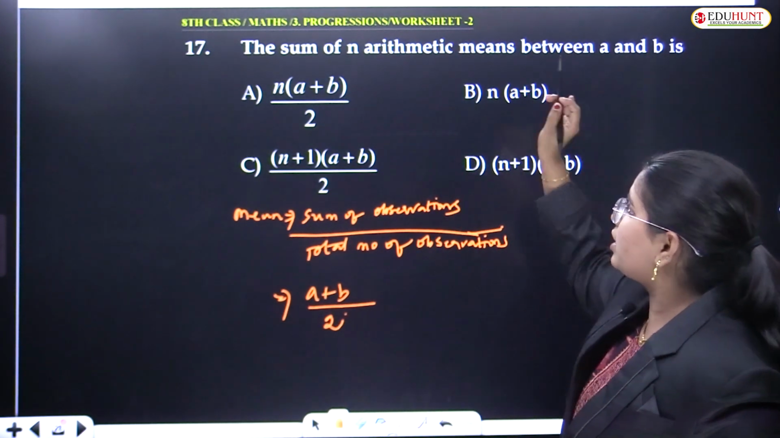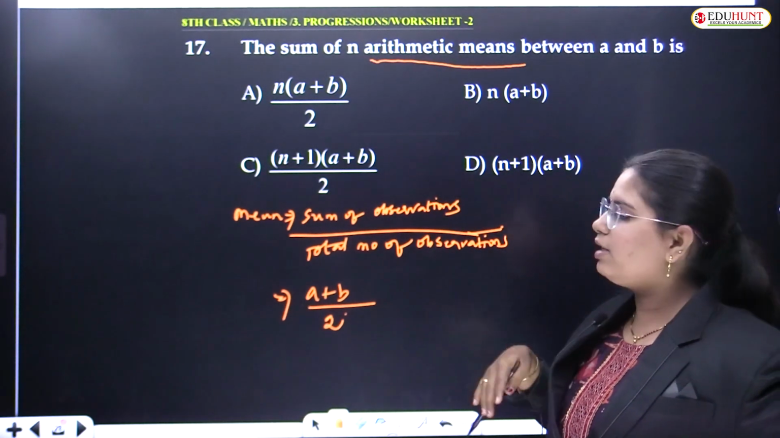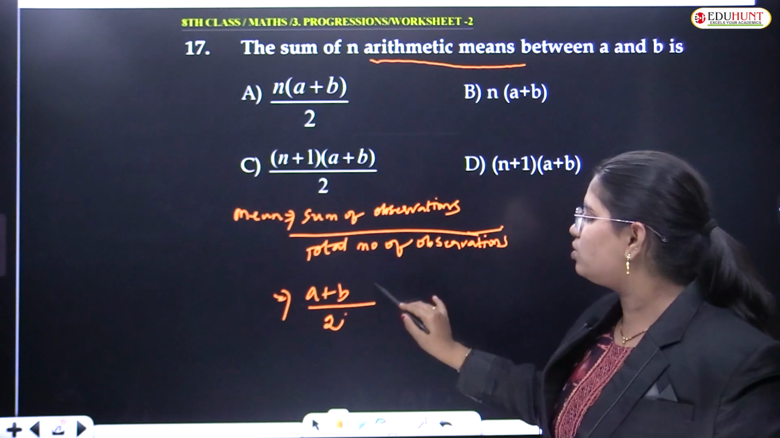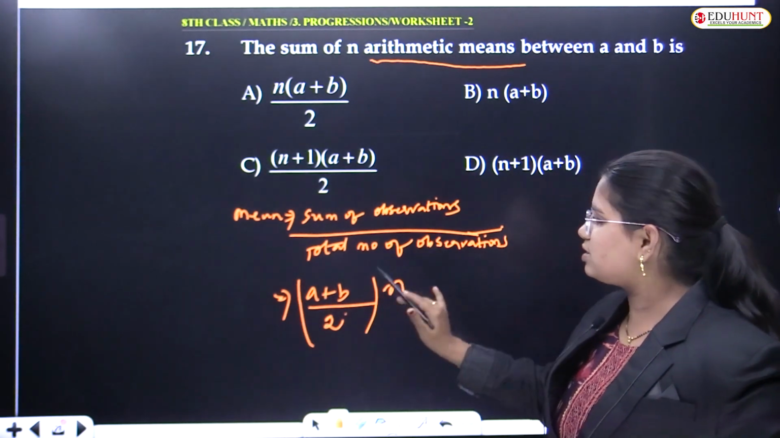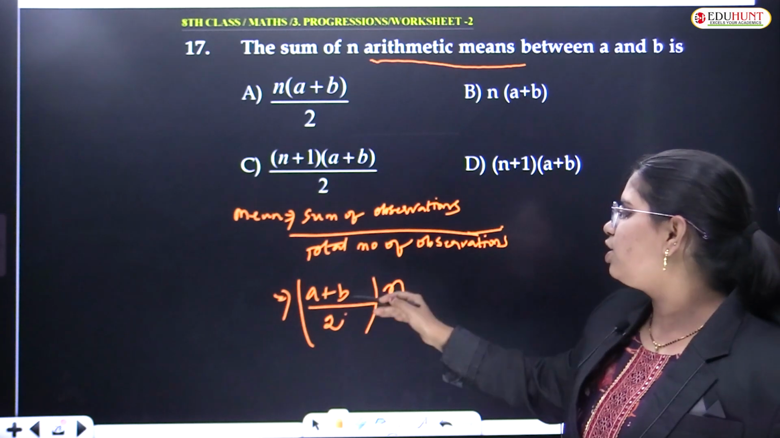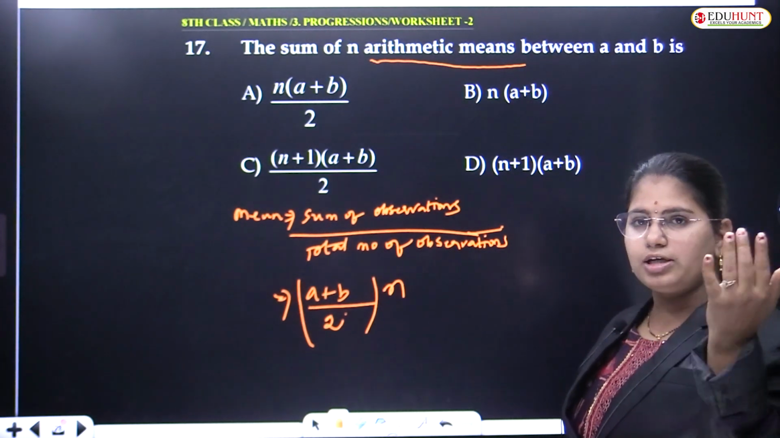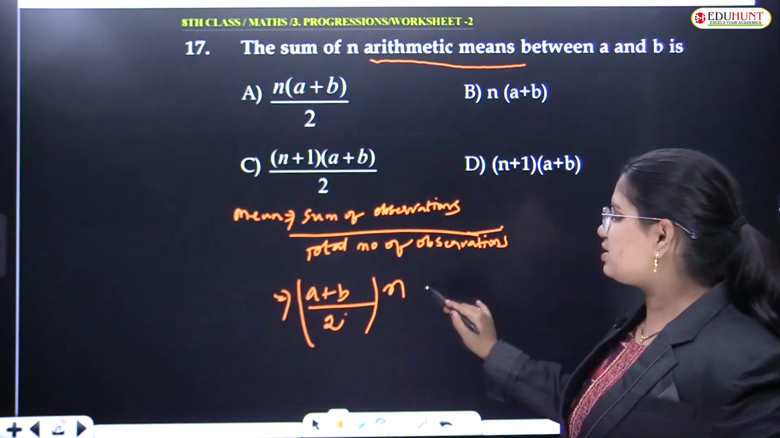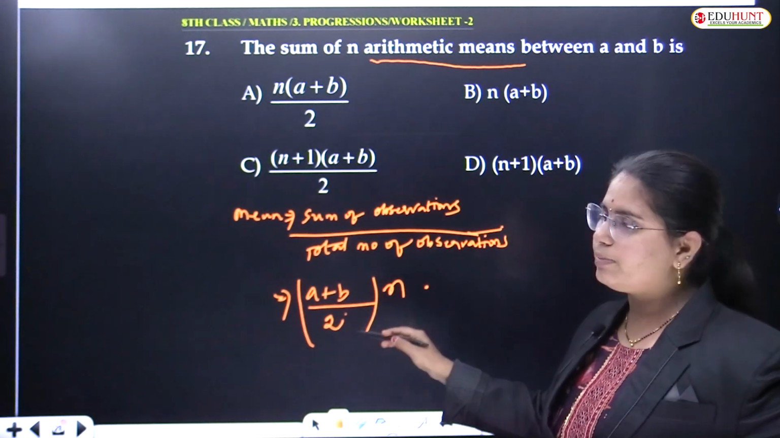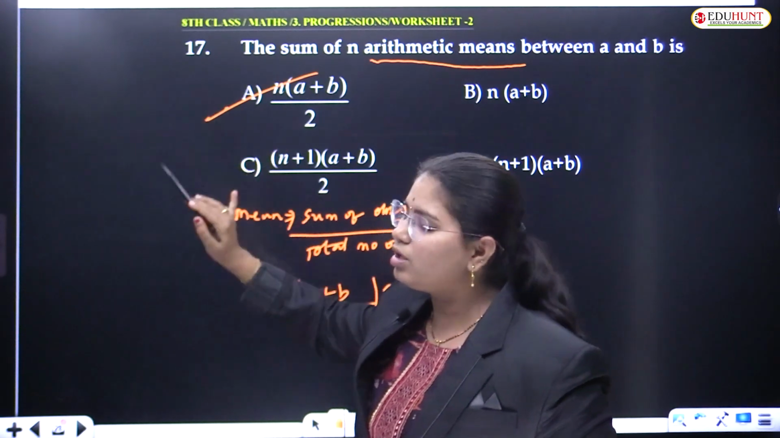But what they are asking here is the sum of n arithmetic means. For n arithmetic means you need to multiply. This is the mean, but if you want n times the arithmetic mean, you need to multiply whatever mean you got by n. So what is the answer? In result, you will have n into (A plus B) by 2, which is option number A.